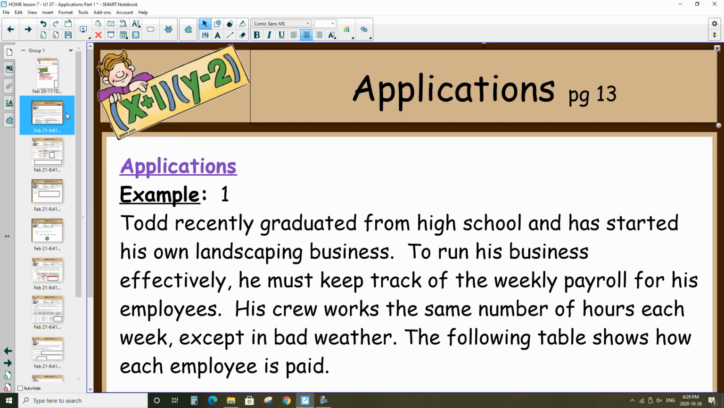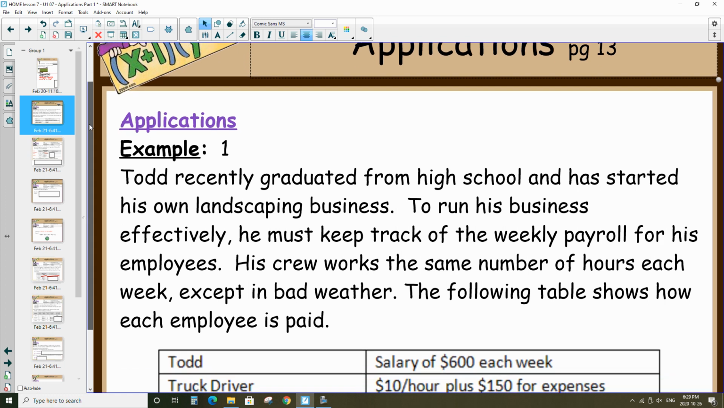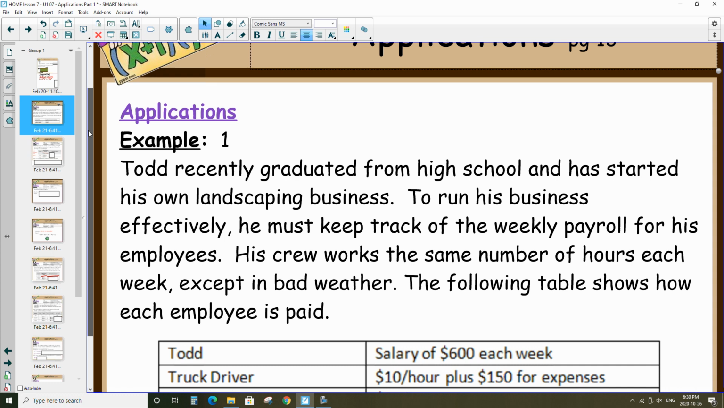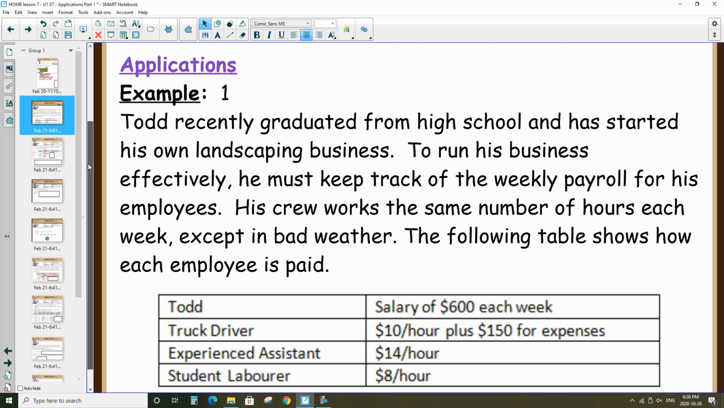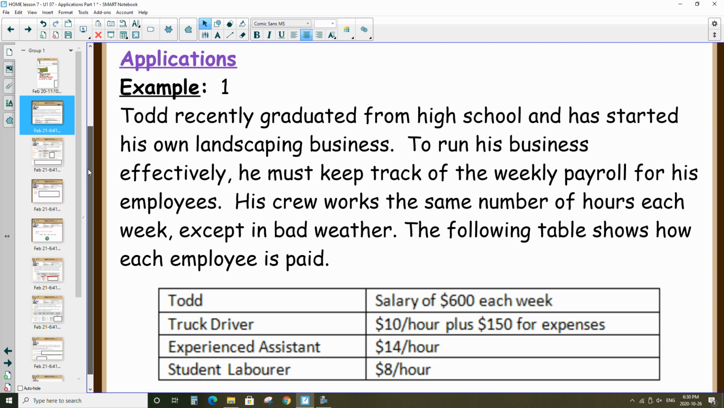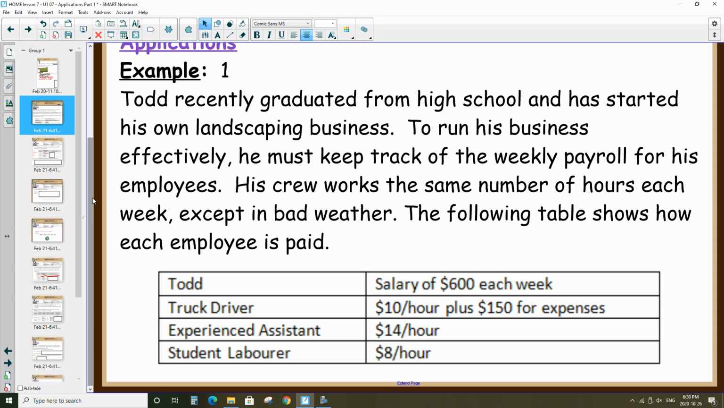Okay, our first example, first word problem. Todd recently graduated from high school and has started his own landscaping business. To run his business effectively, he must keep track of the weekly payroll for his employees. His crew works the same number of hours each week, except in bad weather. The following table shows how each employee is paid. So there's Todd, he's the owner, and he pays himself $600 a week. There's a truck driver that he employs, and he gets paid $10 an hour plus $150 for expenses. The experienced assistant gets paid $14 an hour, and the student laborer gets paid $8 an hour.